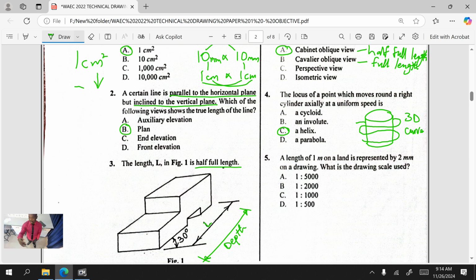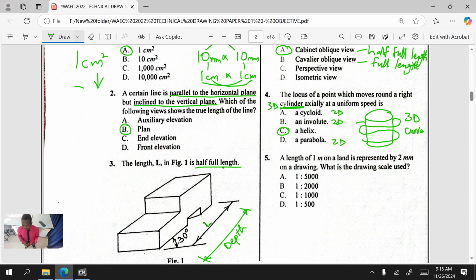A cycloid is a two-dimensional curve. An involute is a two-dimensional curve. So helix is a three-dimensional curve. So the moment you hear the word cylinder, which is a three-dimensional shape or object, it's going to be helix. So just use all these clues to answer the question.